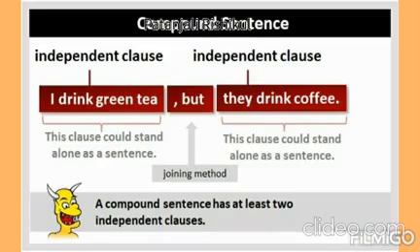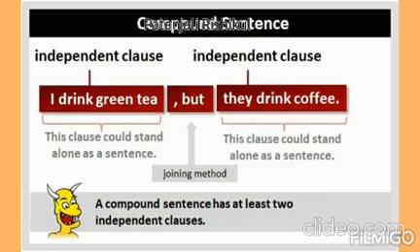Now let us study about compound sentences. A compound sentence is a sentence which has at least two independent clauses. Look at the example. I drink green tea, but they drink coffee.